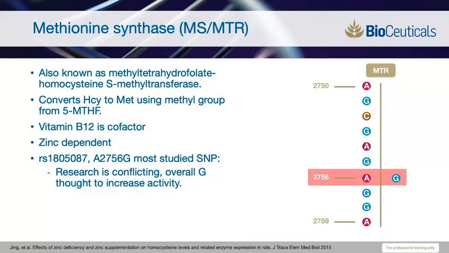It converts homocysteine to methionine using a methyl group from 5-methyl tetrahydrofolate. B12 is the cofactor. I mentioned that it needs zinc to hold on to that homocysteine molecule. And the most studied SNP is that A2756G. And the research is conflicting.